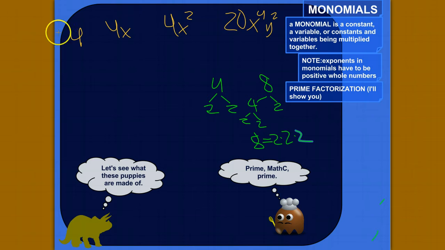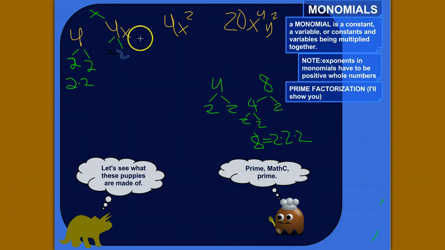So a monomial is a constant or a variable or any combination of constants and variables being multiplied together. And to show that, we can break these up using prime factorization like this. So this monomial, simple, just 2 times 2 is 4. Okay, nothing fancy there. Now, this monomial, we could write that as 2 times 2.